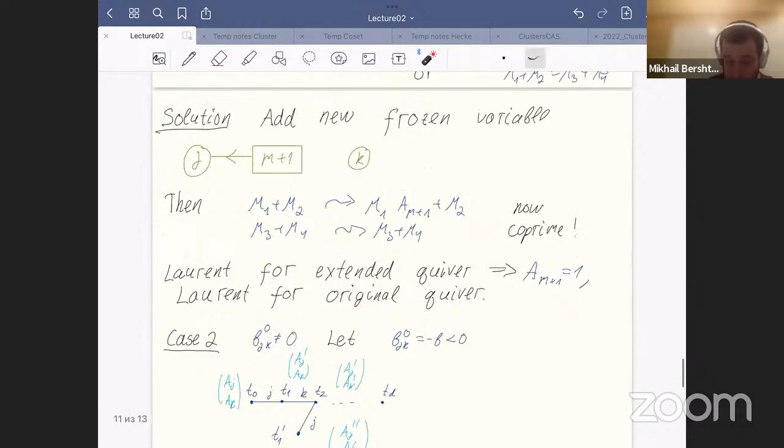This changes, I mean, when we mutate in J, so instead of the sum of one of these two monomials, we will have an additional factor a(n+1) term. Now these two polynomials become coprime because one of them is linear in this new variable and another is constant in the new variable.